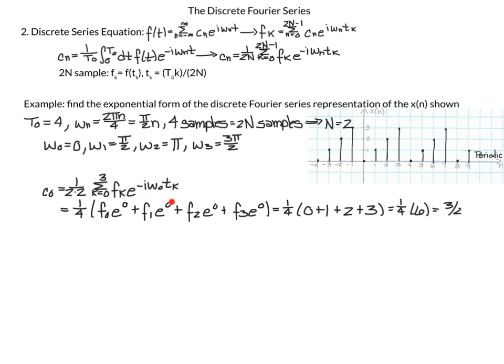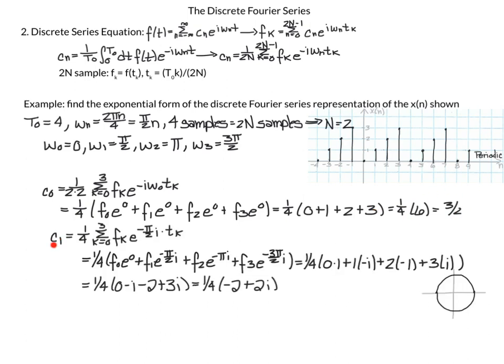this exponent is just going to be e to the 0, plus now k equals 2, f2, so I plug in t2, the time at t2 is just 2, and then I'm going to have e to the minus i omega naught, omega naught is still 0, so I'm just going to keep getting e to the 0. So I have 1/4 times f naught, which is 0. Then I have f1, which is 1, f2 times 1, which is 2, and f3 times 1, which is 3. So my final answer is 3/2.